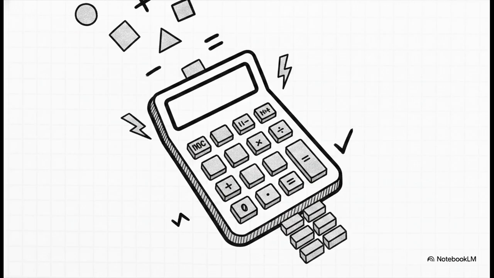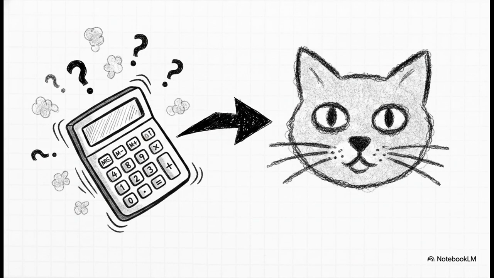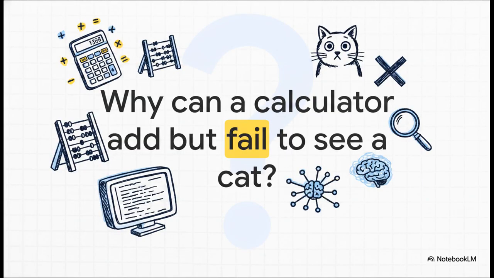It's just flawless execution. But watch what happens when that flawless execution completely hits a brick wall. If you show that exact same calculator a slightly blurry photo of a cat and ask, "Hey, is this a cat?" What happens? Error. It has absolutely no idea what to do. It literally cannot process the image. It's completely blind to something that, honestly, a human toddler could identify in a fraction of a second from across the room. So why is that?